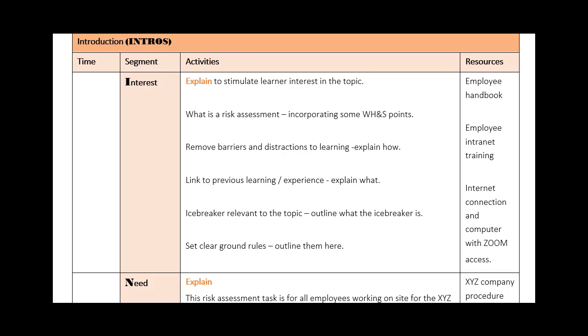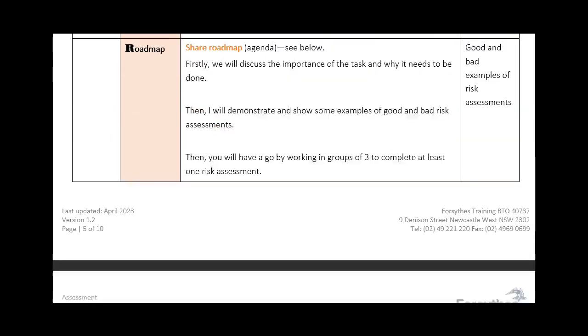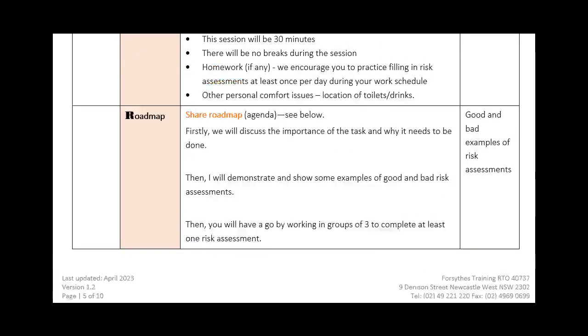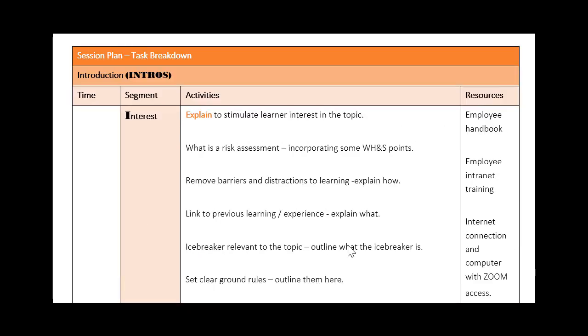Our session plan has 3 key parts. It has an introduction, a body and a conclusion. There are some key prompters here to help you throughout writing this session plan. The introduction makes use of an acronym called INTROS, where we cover off on, in that orange column, interest, need, time, roadmap, outcome, and safety. So let's go through each of those and have a look at what kind of detail you might be putting in here. So in here it says explain to stimulate the learner's interest in the topic.